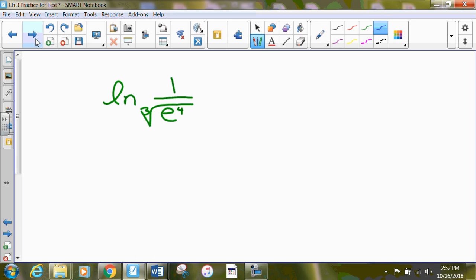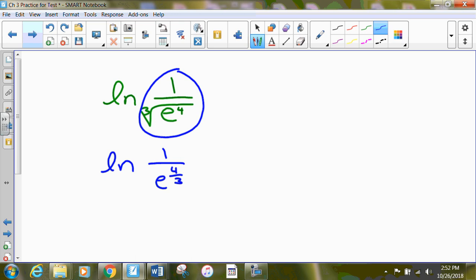Okay, so out of the 3 ways, I'm going to choose to rewrite this part so I don't have a root in my log. So I'm going to say natural log. I know that the bottom can be written as e to the 4/3, right? Because the cube root is 3 in the denominator of the exponent.